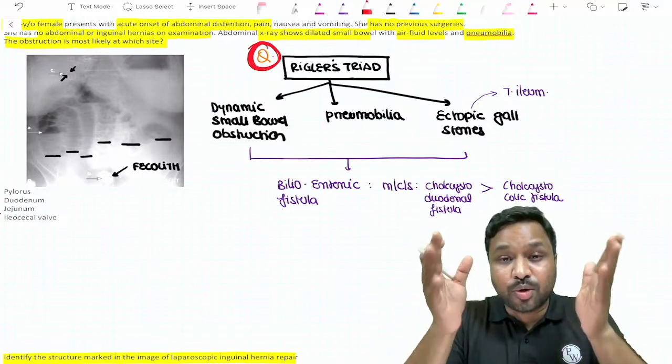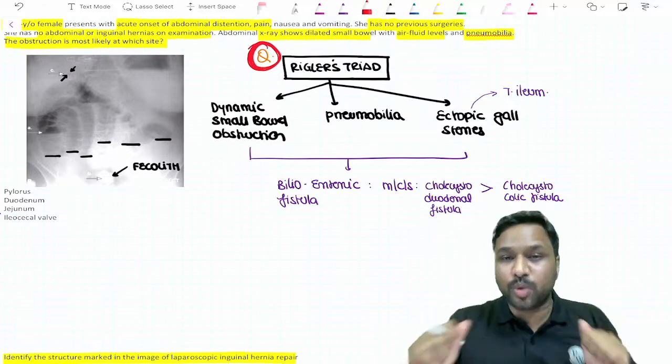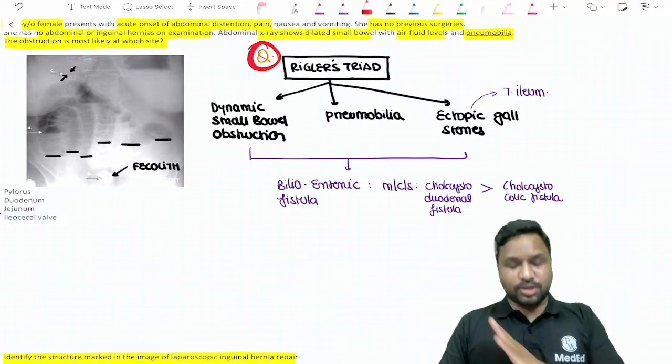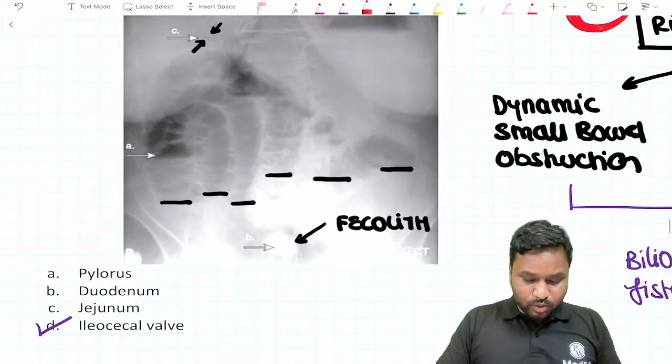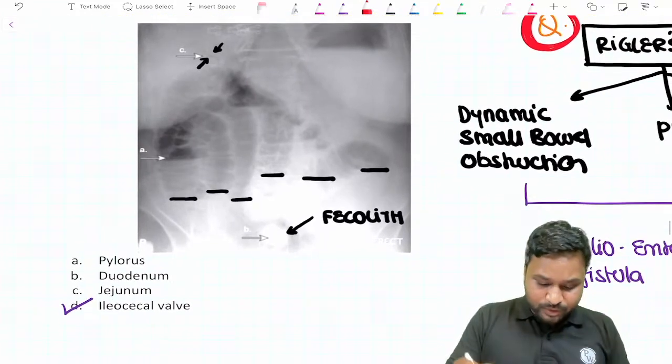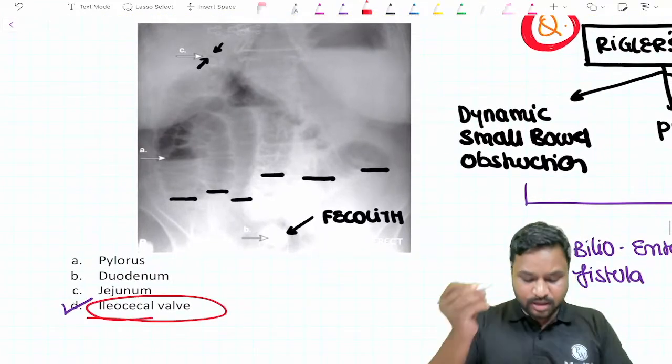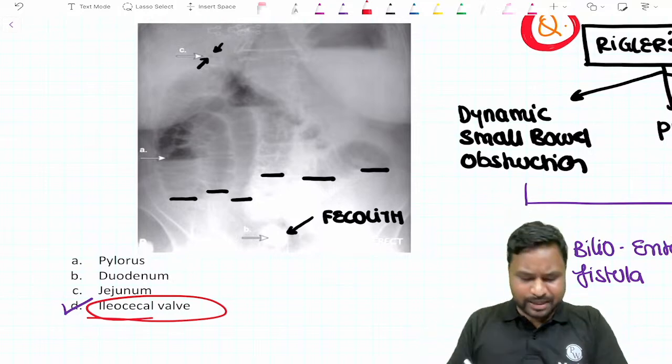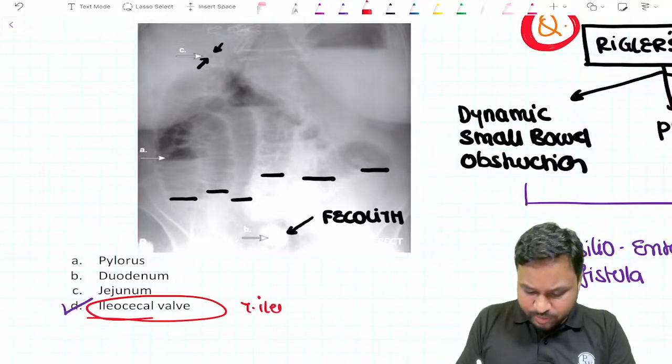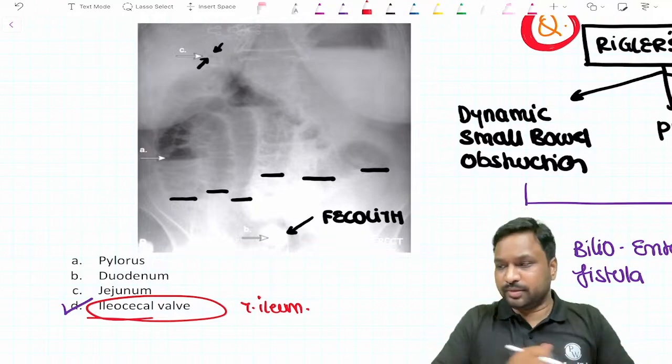Remember, I will not go ahead with cholecystectomy. I will only go ahead with relieving intestinal obstruction. As simple as that. So they have given you what is the most likely site of obstruction? It is going to be at the ileocecal junction, right? Terminal ileum is a better answer. So terminal ileum would be a better answer.